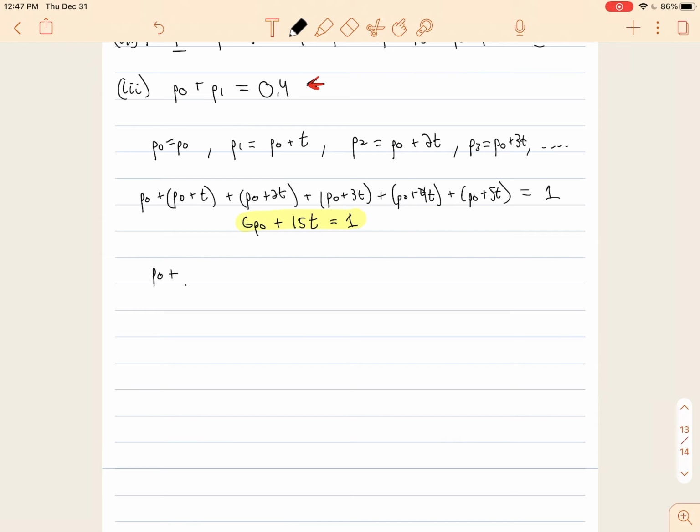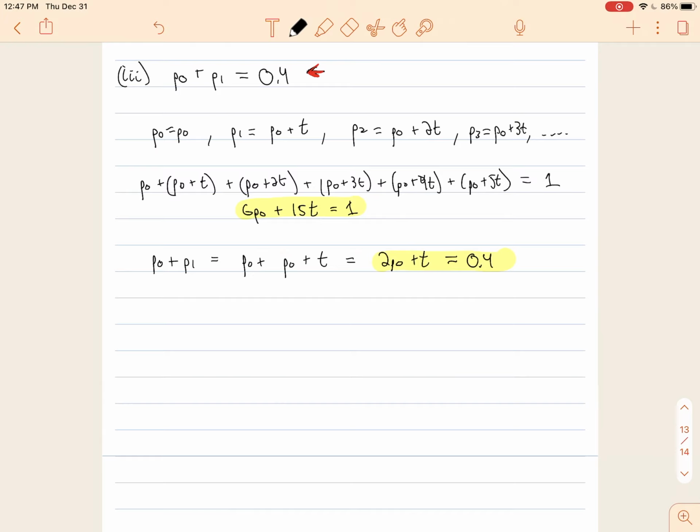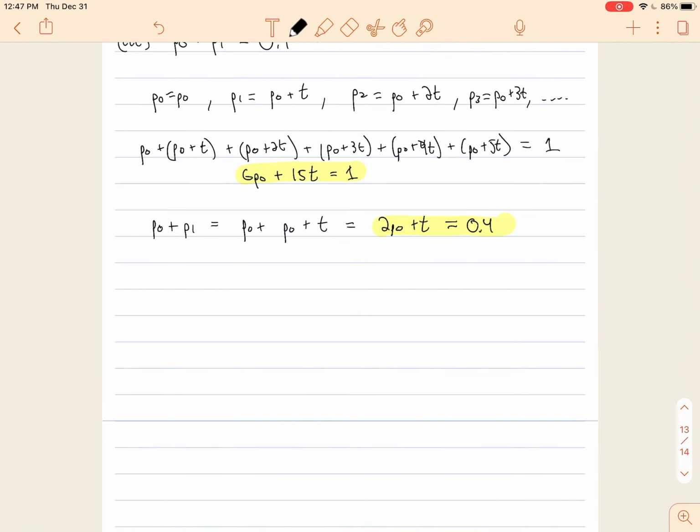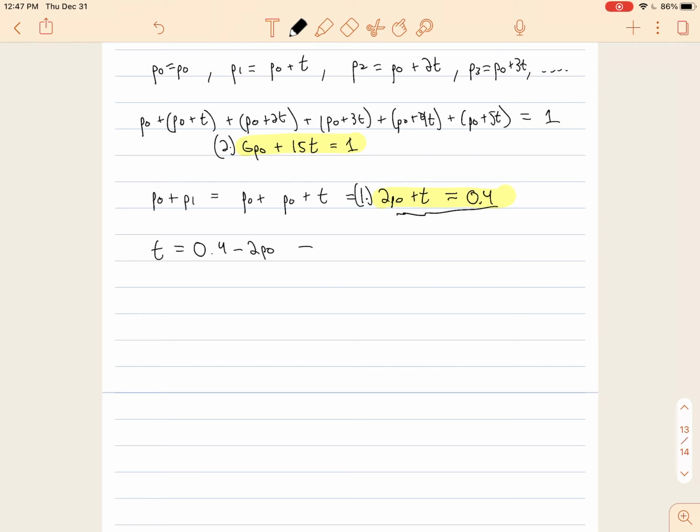So P0 plus P1 equals P0 plus P0 plus t, which is equal to 2P0 plus t. And this is 0.4, as we figured out earlier. So this is our second equation. We have a system of equations that we can set up here. I'm going to solve for t with this equation. So t should equal 0.4 minus 2P0. And then I'm going to substitute this back into the other equation. So let's number these equations: that's 1 and that's 2. So substitute into 2.